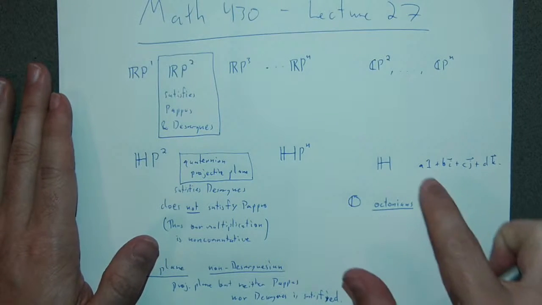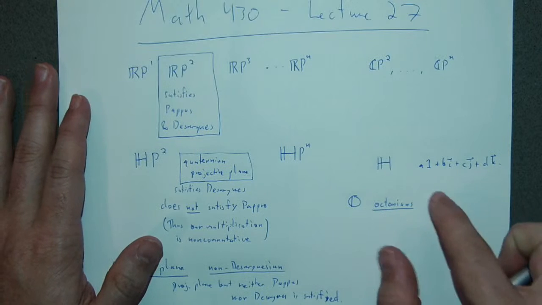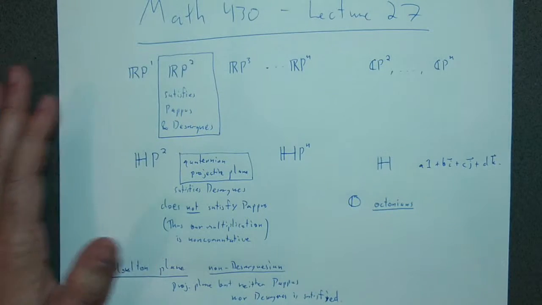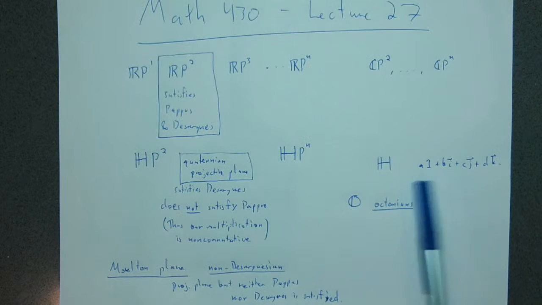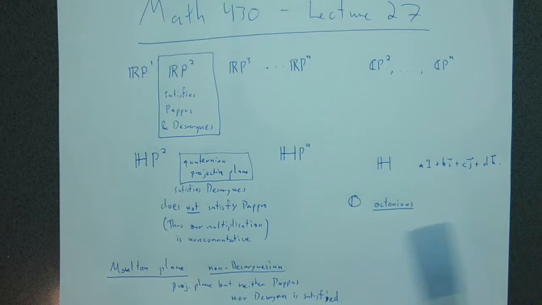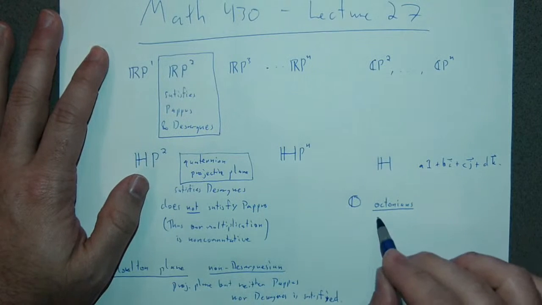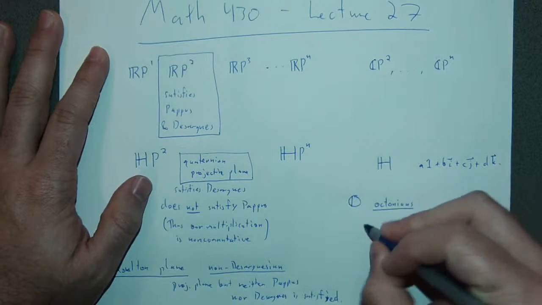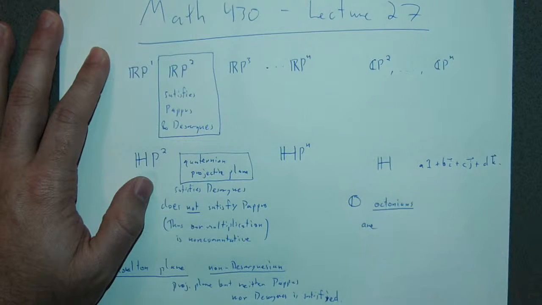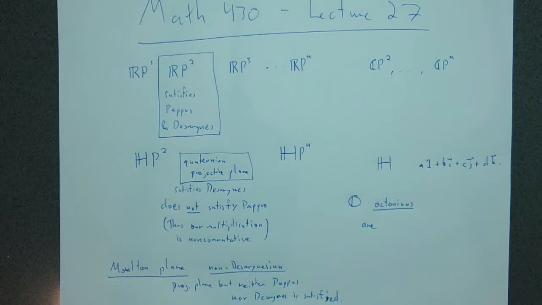Similarly, instead of having A, B, C, D, you would have A, B, C, D, E, F, G, H. Written like this, but instead of just having 1, I, J, and K, you would have 8 of those things with weird multiplication properties. What is the purpose of the Octonians? The Octonians give me a number system that is what's called a division ring, but I'm not going to get into that.